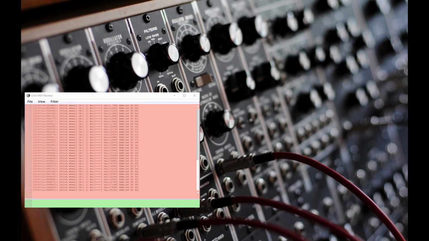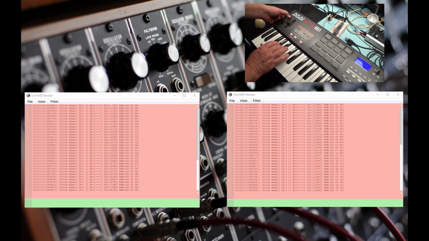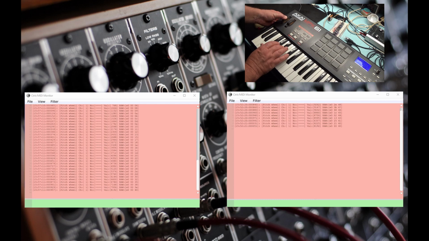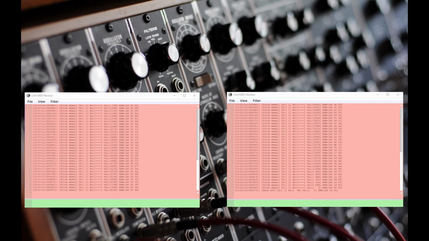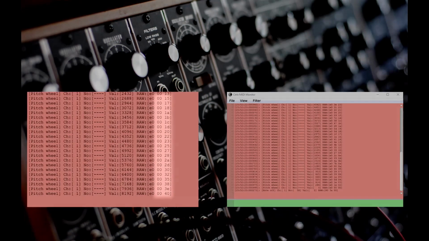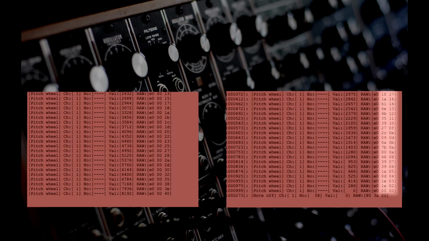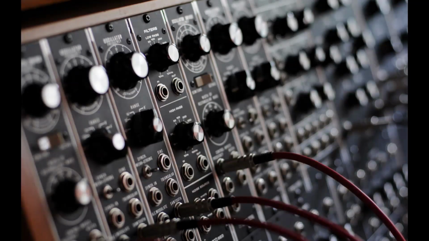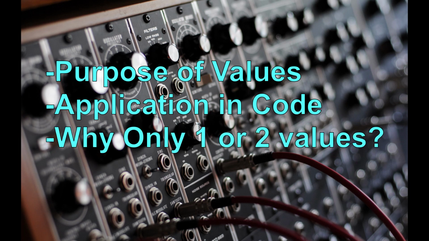Now let's observe the MIDI pitch bend messages from the Akai keyboard. See the difference? The Axiom was only changing the second data value, but the Akai was sending both first and second data values. Soon we will see what the data values are used for, how they are used in the code, and why there are only one or two data values used.